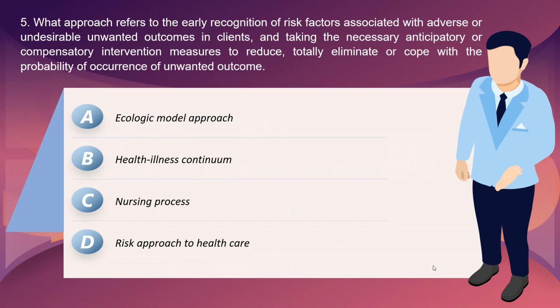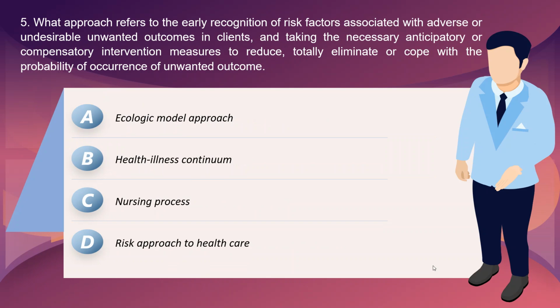Of course, if you don't know the answer to this question, let's go back to the stem of the question. The question is actually on risk factors. When we talk about ecologic model approach, that is all about the environment, so it was not actually specified that that talks about risk factors. Health illness continuum is a figure that defines the continuum of health towards illness and from illness towards health. And letter C, nursing process, is actually the blueprint of care to our patient. But what is asked here is all about the risk factors.